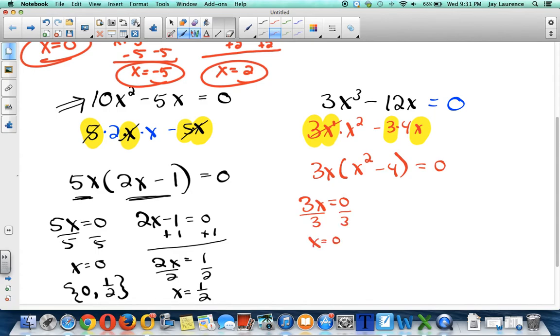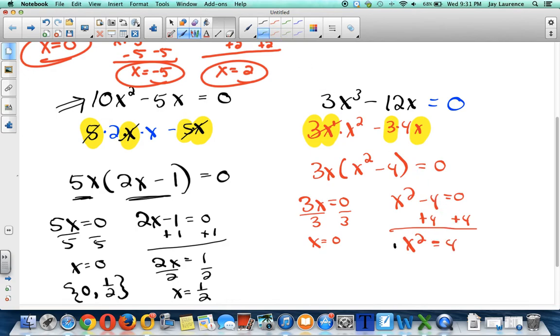x will equal 0. And then I'll have an x squared minus 4 equal to 0. I'm going to go ahead and add 4 to both sides. Normally I wouldn't do a quadratic this way, but for right now I think it'll be okay. And then I'm going to take the square root of each side.